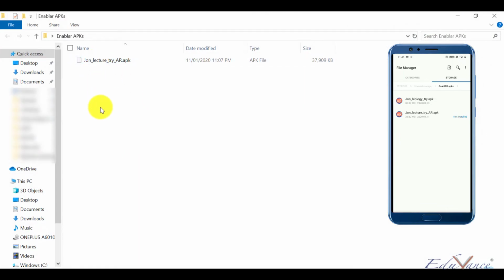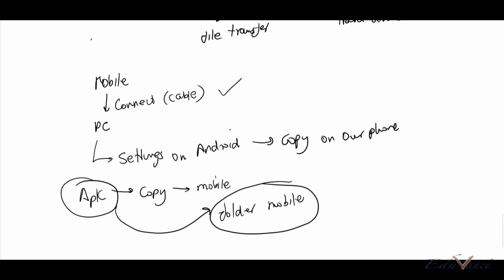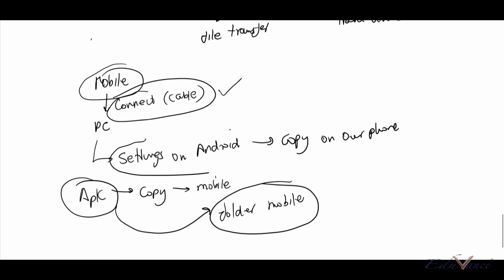What we essentially did, back on the desktop screen, is I took my mobile phone, I connected the cable, and I changed the settings on my mobile phone. What was the setting we used? Which was file transfer. And then I copied this. And then we took the APK and we put it into the folder.